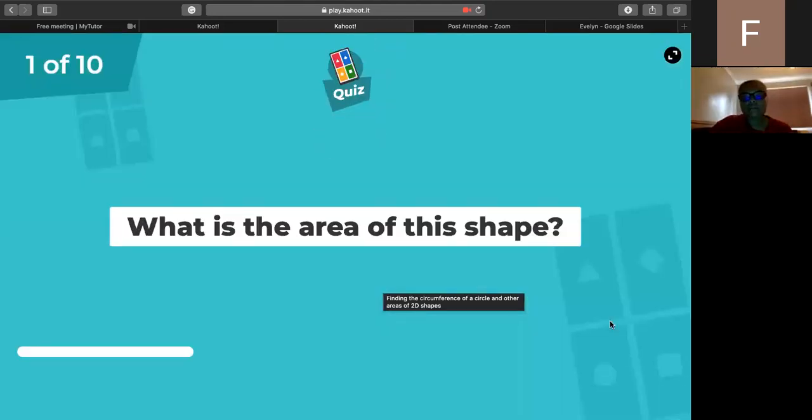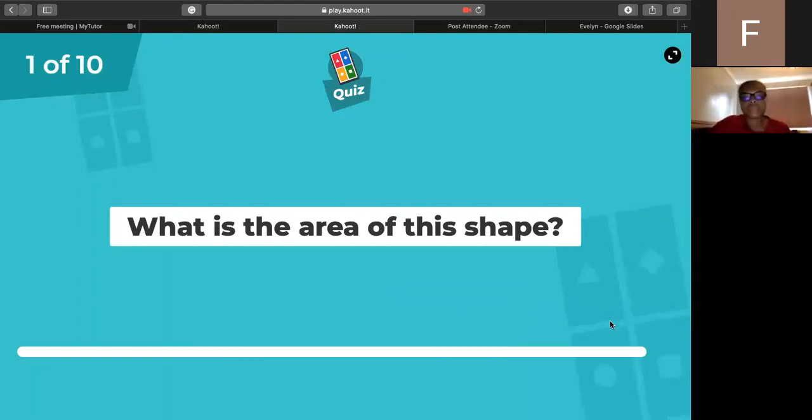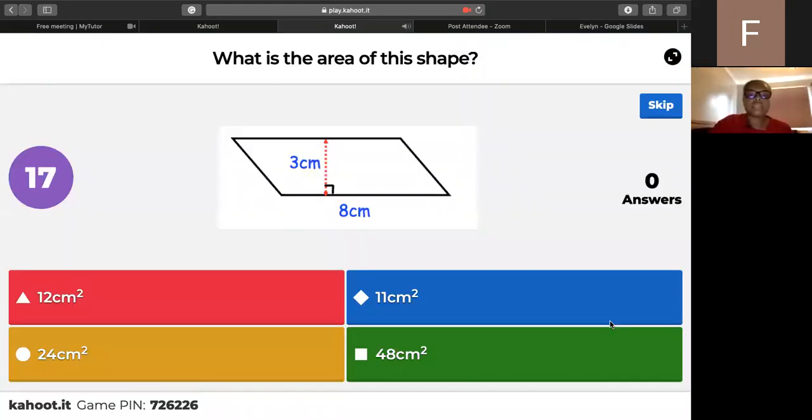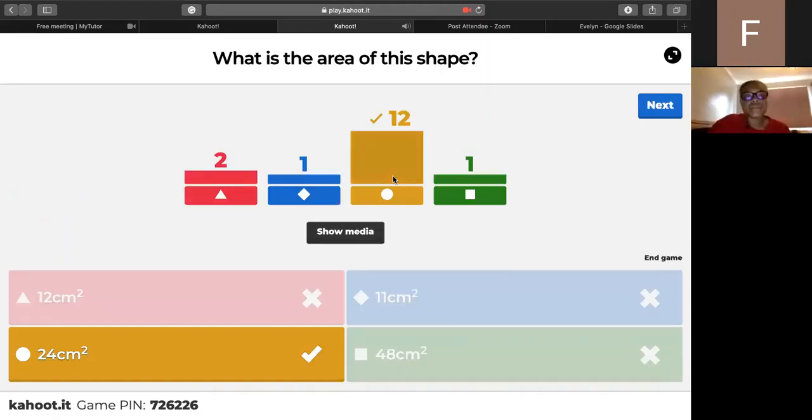So what is the area of this shape? So remember, this is a parallelogram. How do we work out the area of a parallelogram? Perfect. So yeah, it is 24 centimeters squared, because remember the area of a parallelogram is just base times height. So it'd just be 3 times 8. So let's go on to the next question.